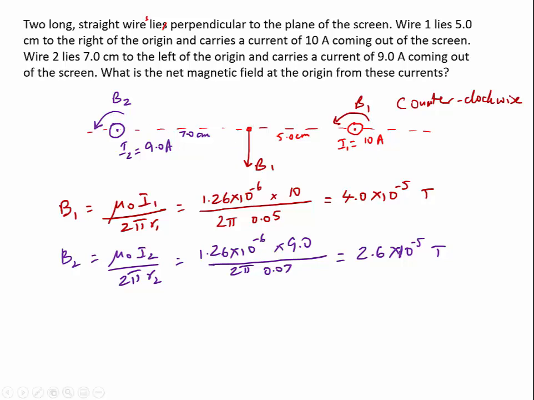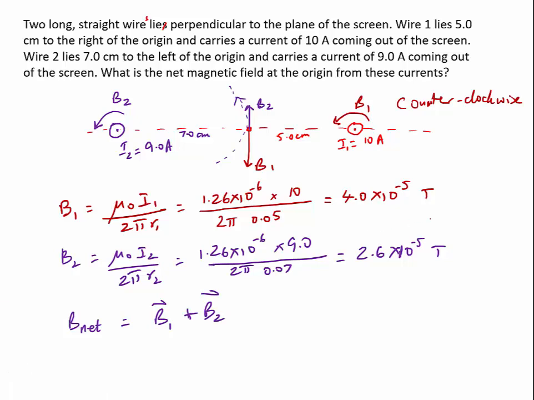But at the origin, which is where we're interested in the direction of B2, this counterclockwise would be an arc that's going this way. And so the tangent at that point is going to be pointing straight up. And I will draw it as a shorter line to show that it's only 2.6 times 10 to the negative 5 Tesla and not 4.0. So the two vectors I care about are here, B1 pointing straight down, B2 pointing straight up. The net magnetic field is going to be the vector sum of B1 and B2.